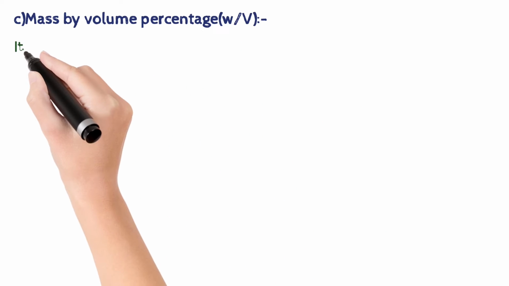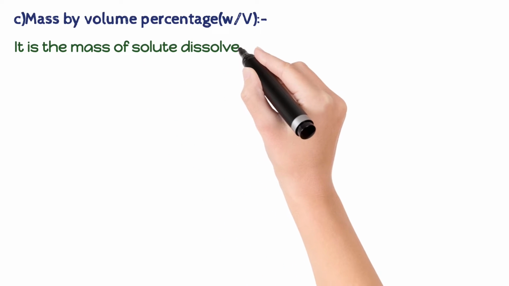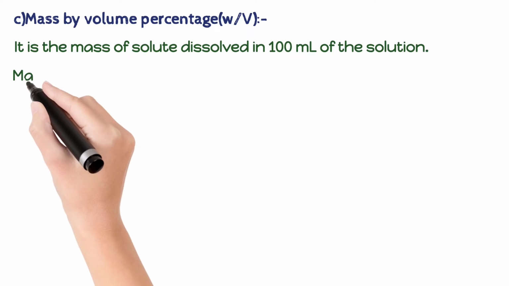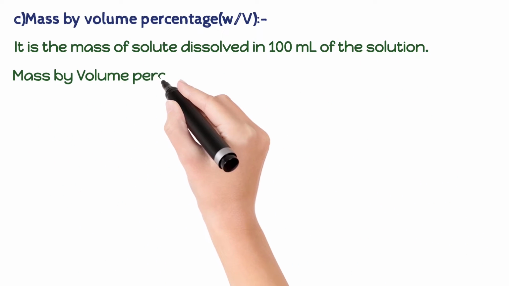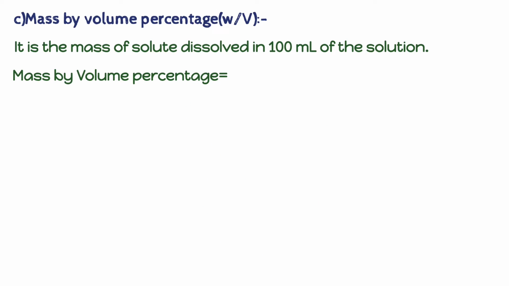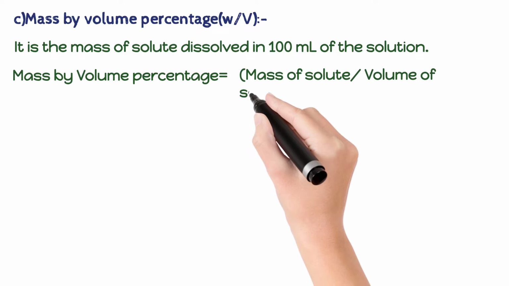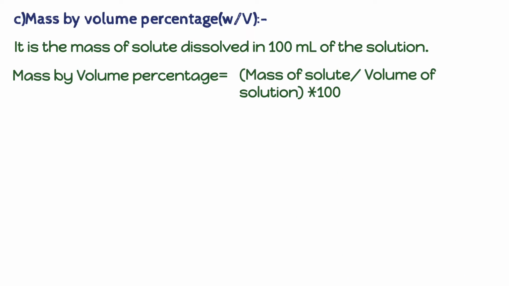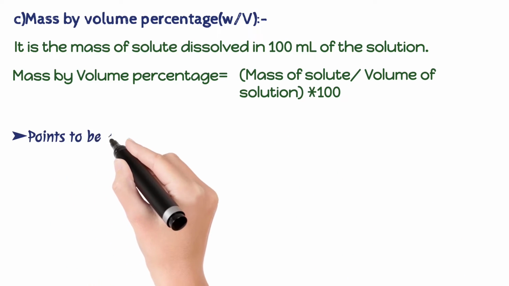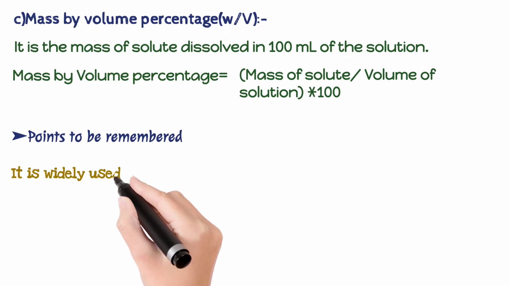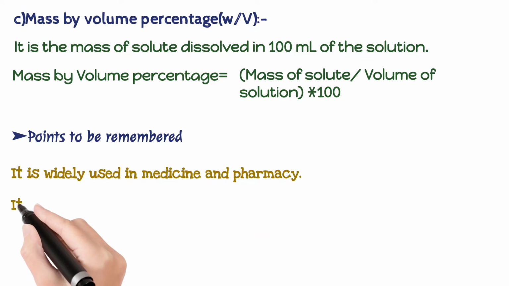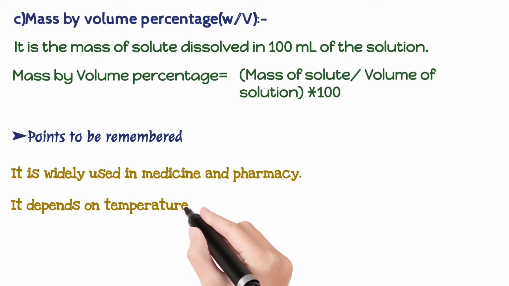What is mass by volume percentage? It is the mass of solute dissolved in 100 ml of solution. It is given by mass by volume percentage equals mass of solute divided by volume of solution, whole into 100. It is widely used in medicine and pharmacy and it depends on temperature.